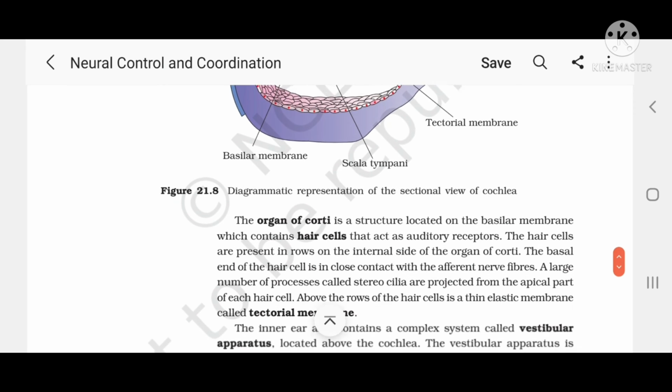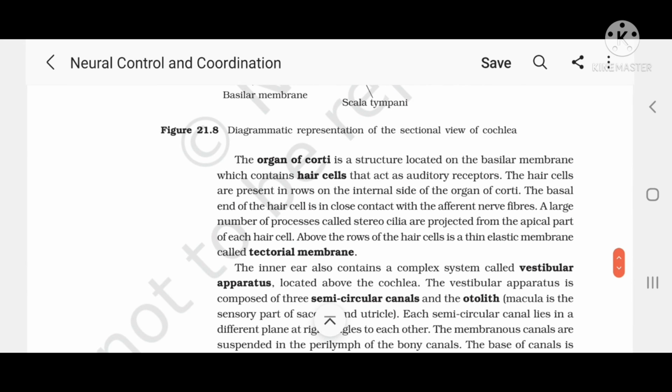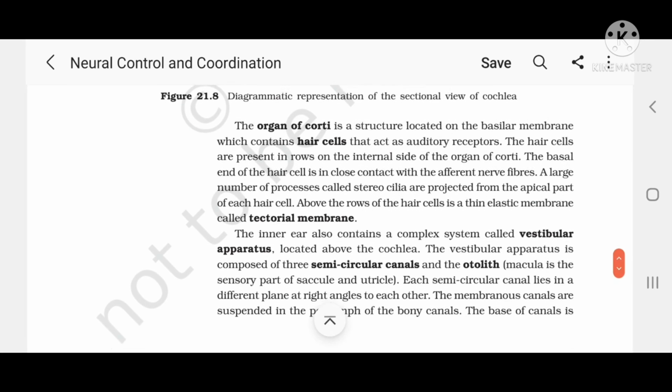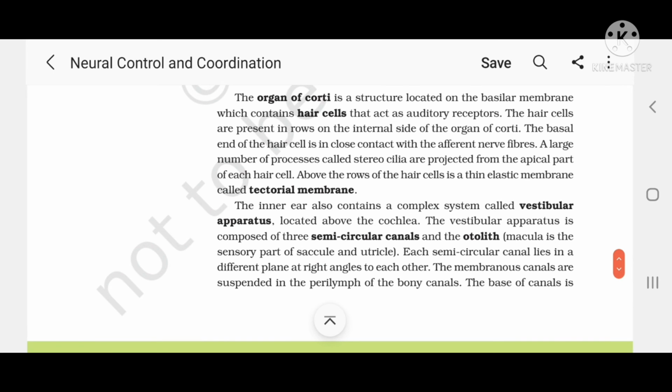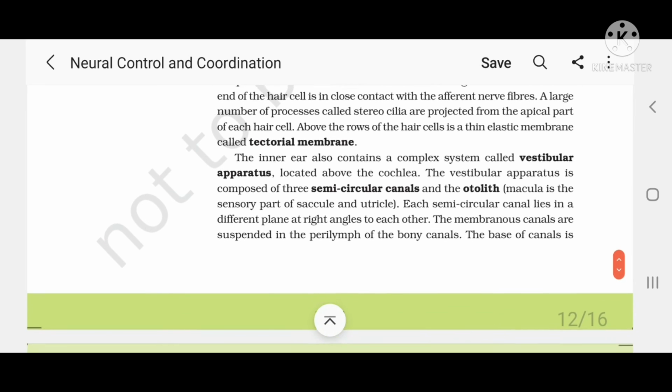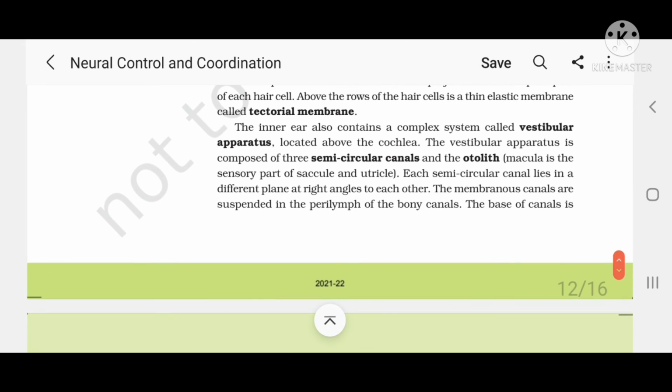The organ of Corti is a structure located on the basilar membrane which contains hair cells that act as auditory receptors. The hair cells are present in rows on the inner side of the organ of Corti. The basal end of the hair cells is in close contact with afferent nerve fibers. A large number of processes called stereocilia project from the apical part of each hair cell. Above the rows of the hair cells is a thin elastic membrane called the tectorial membrane.